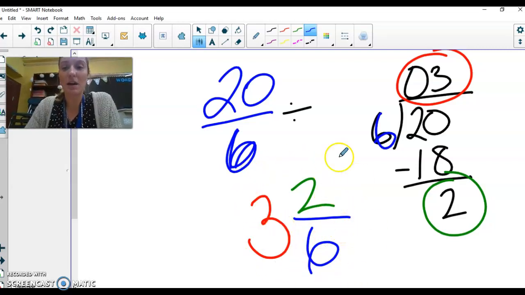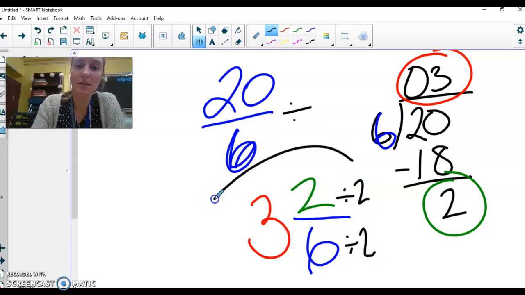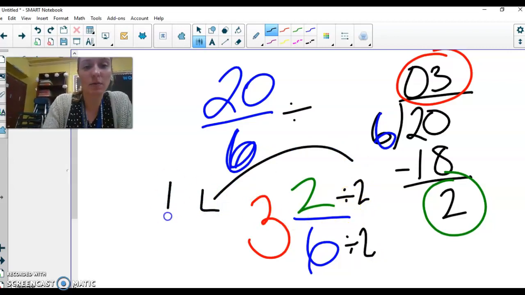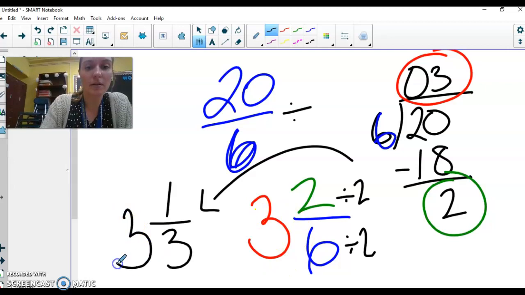Now, as a mathematician, I know that I cannot leave my answer like this because 2/6 is not in simplest form. So I am going to reduce this fraction to simplest form. I'm going to write my answer over here. So 2 divided by 2 is 1. 6 divided by 2 is 3. And I'm not going to forget my whole number 3. So 20/6 written as a mixed number is 3 1/3.